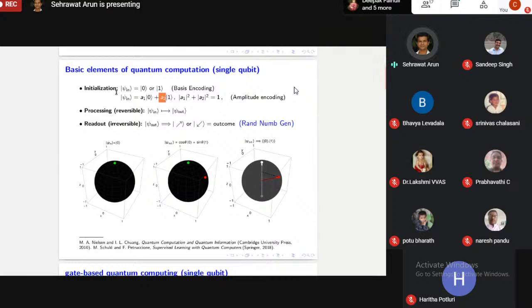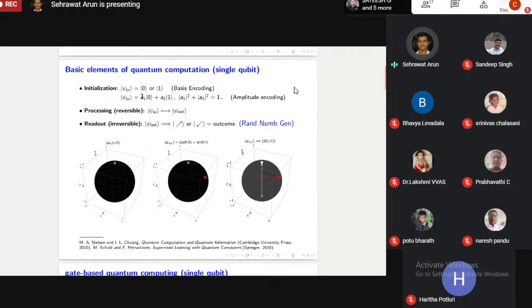So initialization is when you want to do computation, you prepare your system in a state. Here it can be this way or it can be this way. This is what we call basis encoding, because it is like bits, which are 0 and 1. A single bit can take either 0 or 1. If you can prepare only 0 or 1, then this kind of encoding is called basis encoding. And when you can take a linear combination of that, which in physics we call superposition, interference, basically it is a linear combination. You just take A and B.